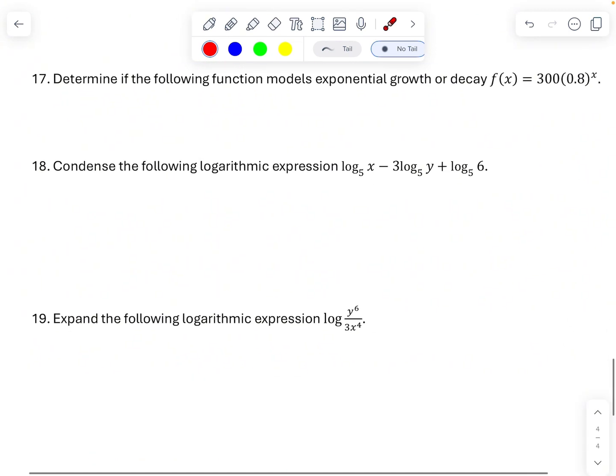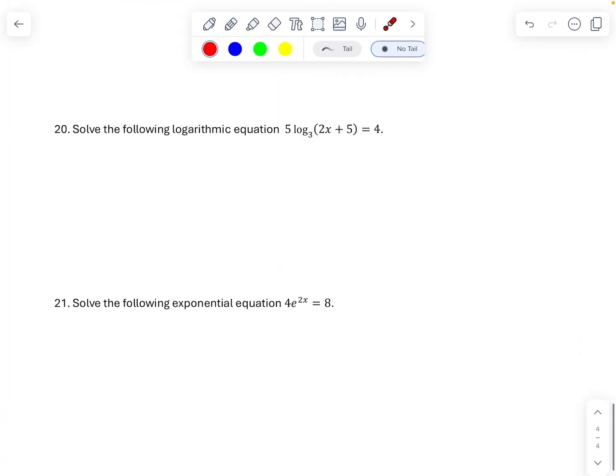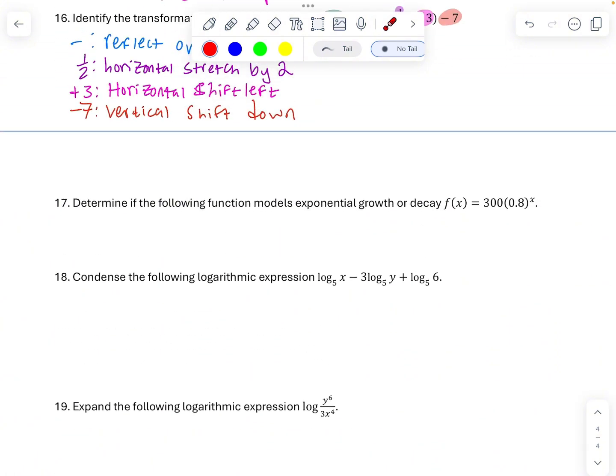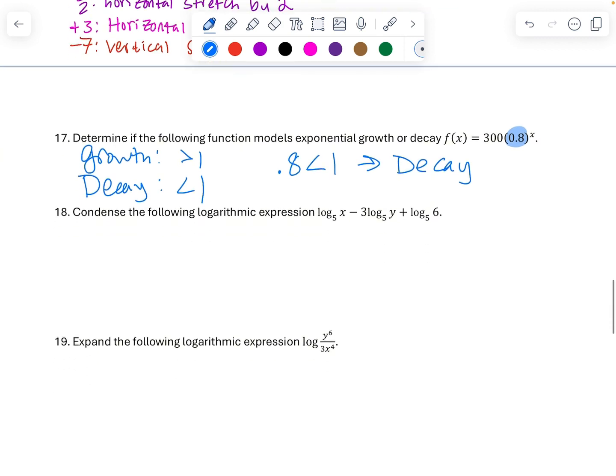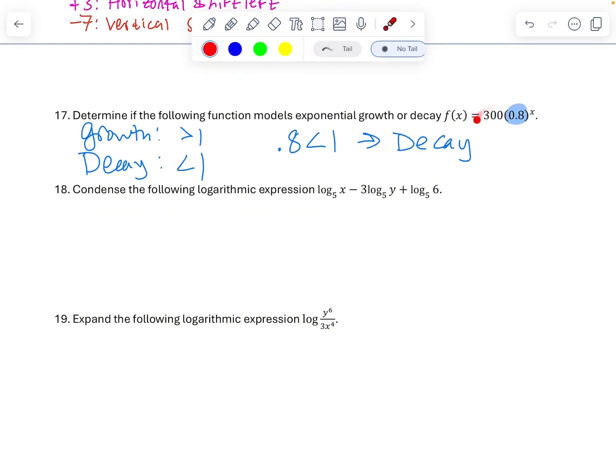Let's see what we got. How many problems? 1, 2, 3, 4, 5. Hey, we're almost done. Determine whether the following function models exponential growth or decay. The main thing with exponential growth or decay is we are looking only at the stuff that is inside of the parentheses. Growth is bigger than 1. Decay is less than 1. So 0.8 is less than 1, so we have decay. That's it. So just look inside the parentheses. I don't care about this 300, whether or not it's growth or decay. I care about this thing that is getting raised to that x, our base.